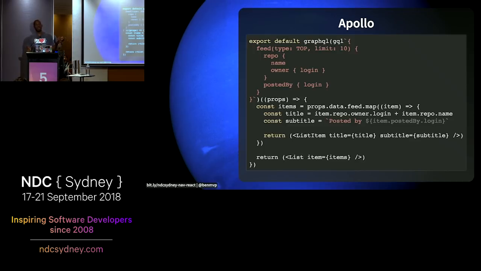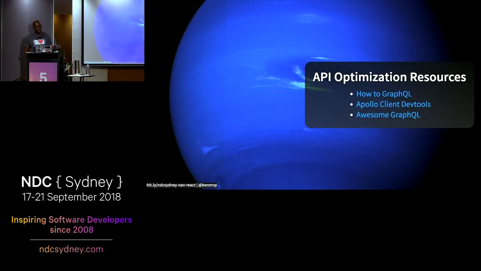And I mentioned Gatsby before. Gatsby uses GraphQL in order to maintain its data. It just does it, once again, at build time, not at runtime. So here are some resources. The How to GraphQL site just takes you through how to GraphQL, basically. And it's pretty cool there.